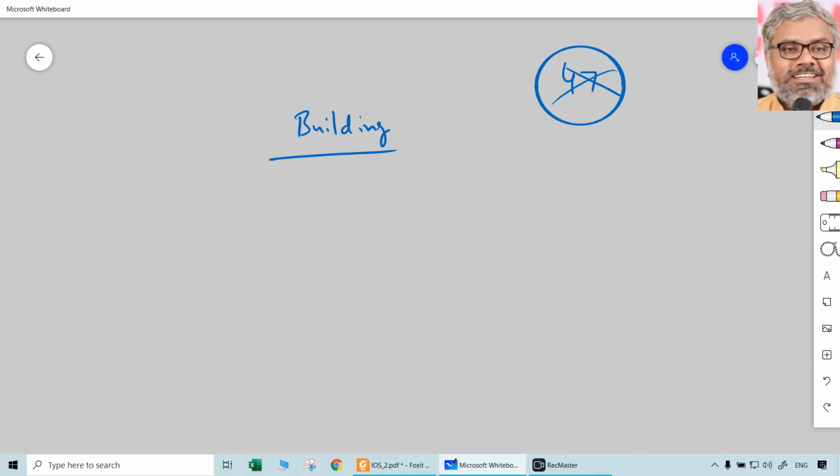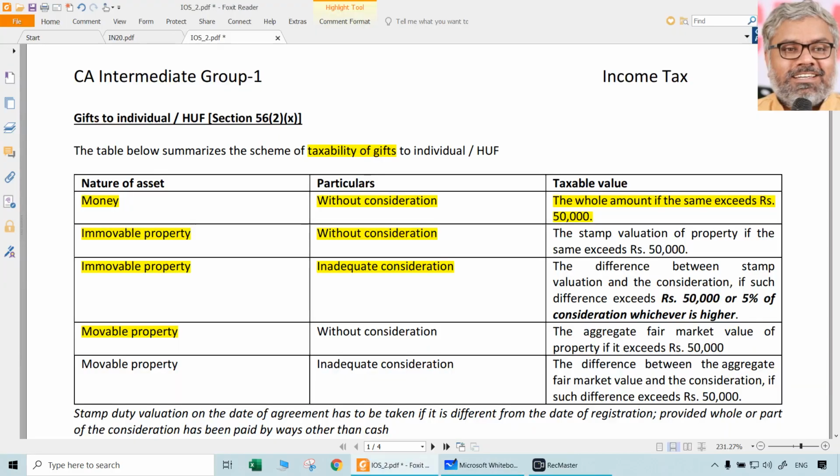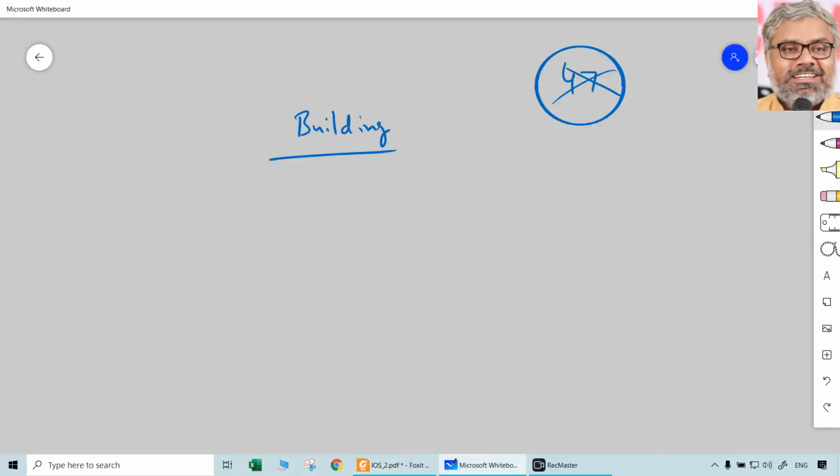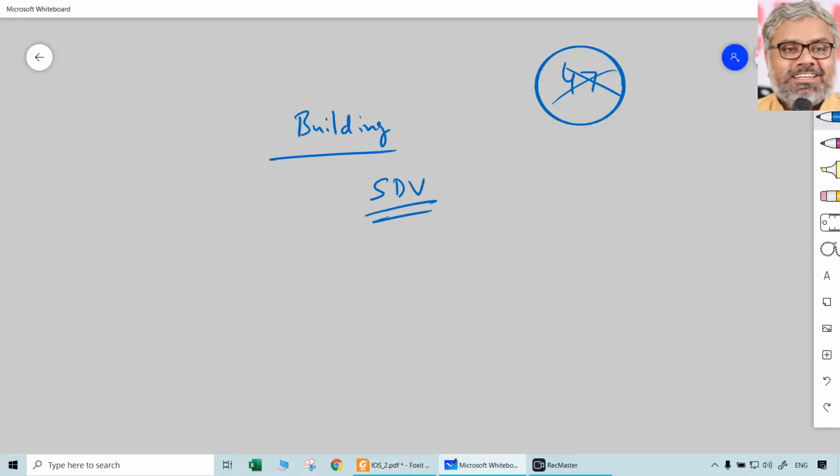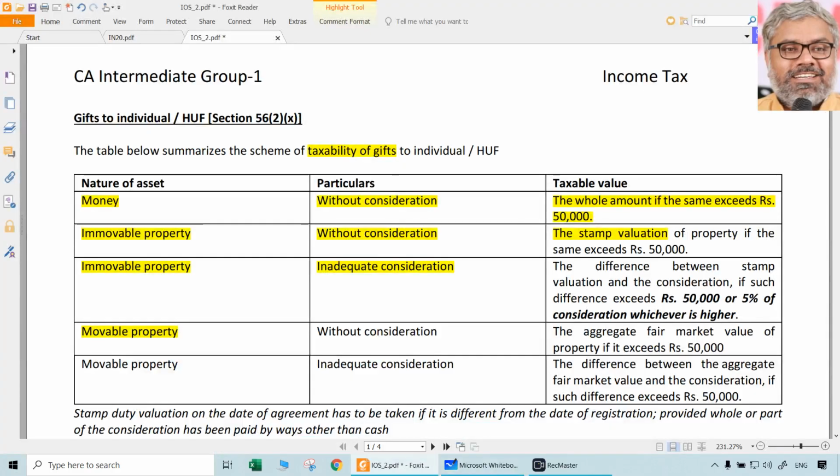But what about the transferee who received this building as a gift? Here we are talking about without consideration. Just like that, free, he has received a gift without consideration from somebody else. Then what will be taxable in the hands of the recipient? The stamp duty value of that building will be taxable in the hands of the recipient. But this is only condition checking, not for calculation purposes: only if that stamp duty valuation exceeds 50,000 rupees. If it exceeds 50,000, how much is taxable? The entire stamp duty valuation is taxable.